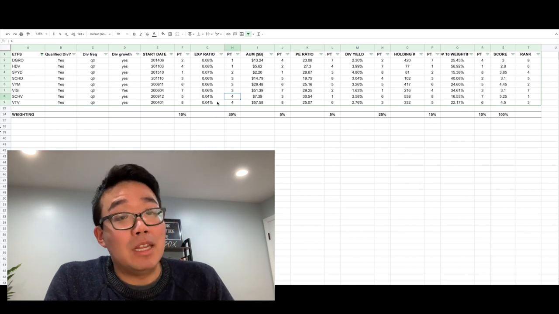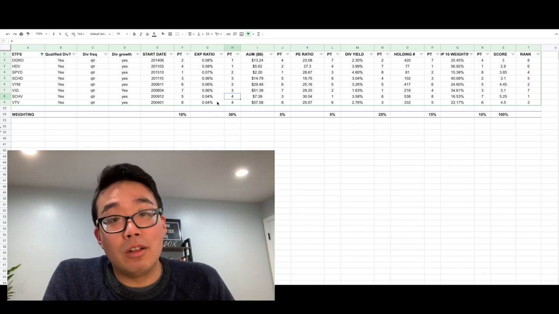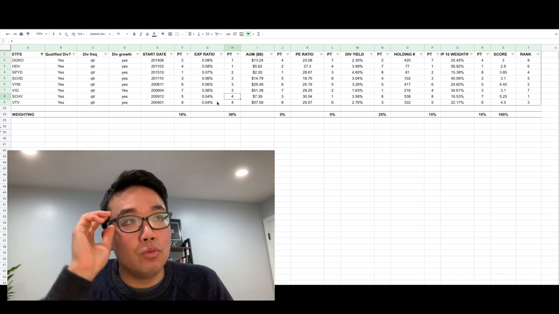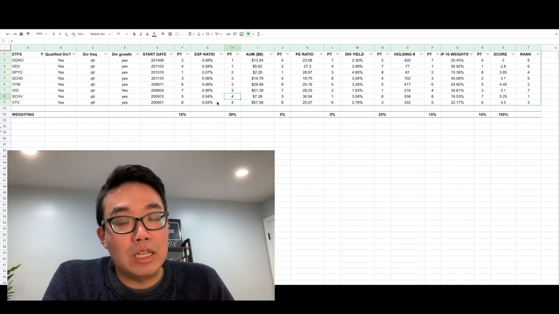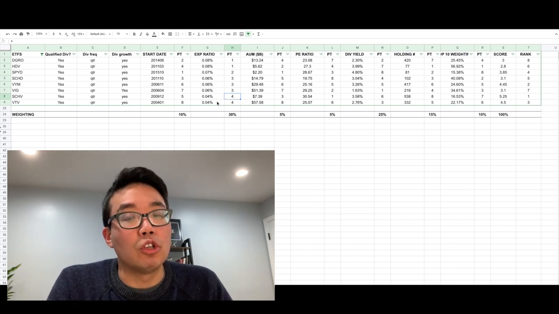Now, that may not matter to you. It's just like $4. It doesn't really make a difference. And so this is where you can adjust the weightings for your own needs and make sure that it meets your preferences for what you're looking for.